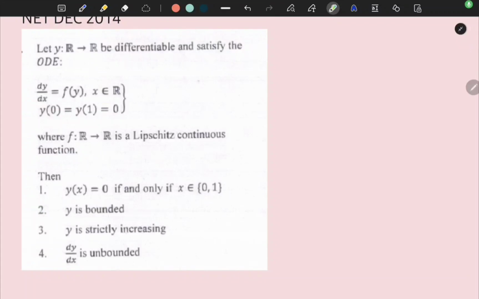So the problem is: given that y is a differentiable function and satisfies the differential equation dy over dx equal to f of y for all x belonging to the real numbers R. The initial and boundary conditions are y(0) equal to 0 and y(1) equal to 0, where f is a Lipschitz continuous function from R to R. Then we have to test which of the following options is or are correct.